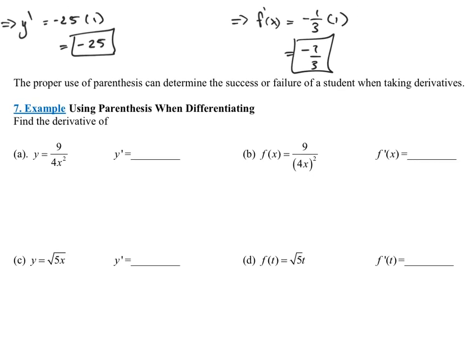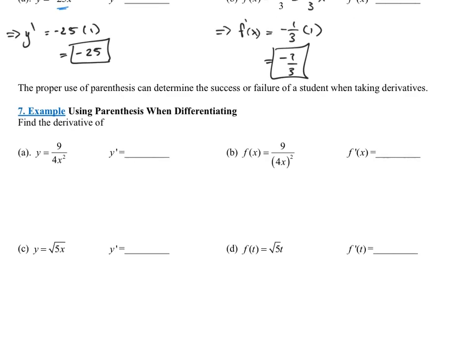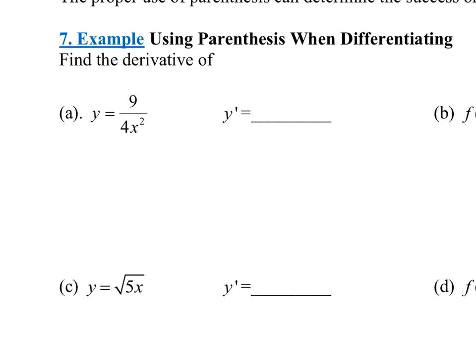Look at the next one. It says the proper use of parentheses can determine the success or failure of a student when taking derivatives. Parentheses matter. Oh my goodness, I can't express this enough. Parentheses matter. Okay? We learned when you have negative exponents, what do you bring down or what do you bring up? And the answer was only that which is in the parentheses. And if you can't get used to that, you will fail quickly in this course, so make sure you're comfortable with your exponent properties.